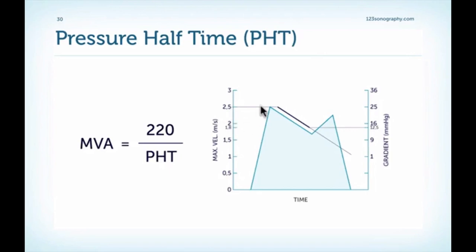We can then use this value in a formula and actually calculate the mitral valve orifice area. The specific value for the pressure half time that you get in a patient can then be applied in a formula. 220 divided by the pressure half time then gives you the mitral valve area. So why is 220 in this formula? Well, 220 is an empirically derived value which was derived in a study many years ago where they looked at patients with mitral stenosis and they performed both Doppler echocardiography and catheter and then related the mitral valve area with both methods.